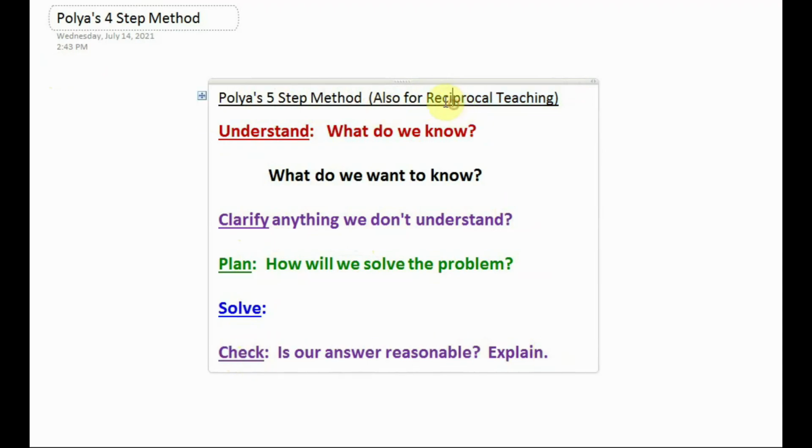Explain. Reciprocal teaching in student groups, there will be a student moderator that will ask the question. And then each student, including the moderator, will take a turn answering these questions. This is a great way to, first of all, analyze a problem to solve it the way Polya did, and also to facilitate really great discussions in student groups. So let's do that. We're going to understand, clarify, plan, solve, and check.